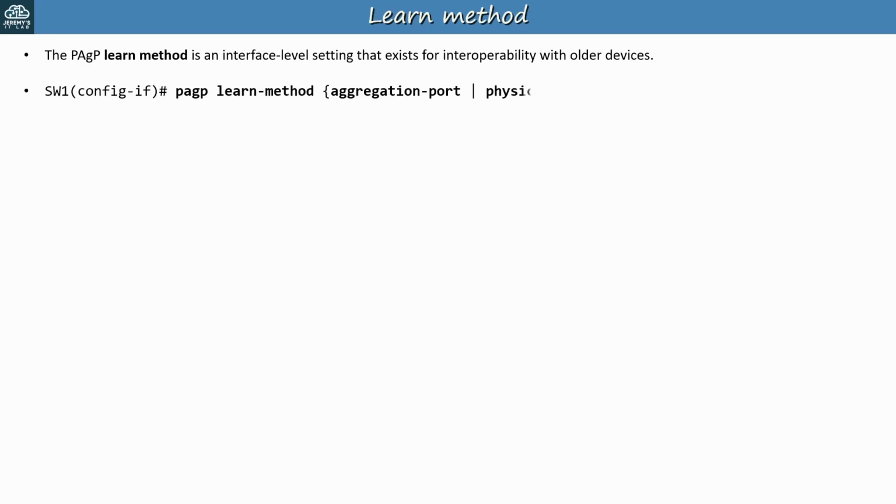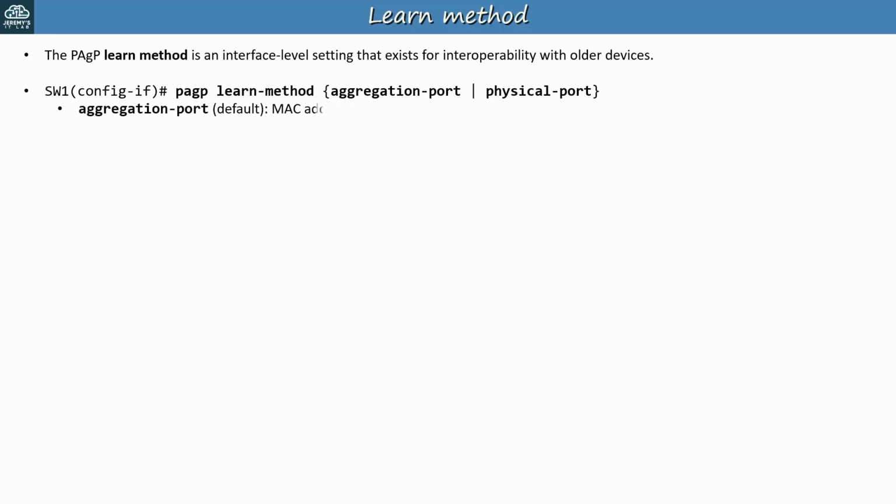The learn method is an interface level setting that exists for interoperability with older devices. You can configure it with the command PAgP learn method in interface config mode. The two options are aggregation port and physical port. This controls how the switch learns MAC addresses from frames received on EtherChannel member ports.